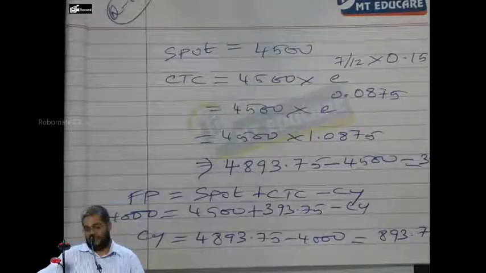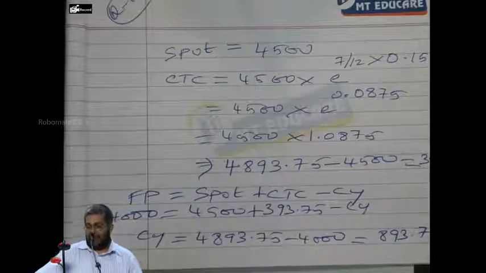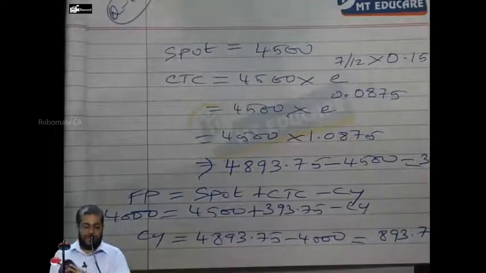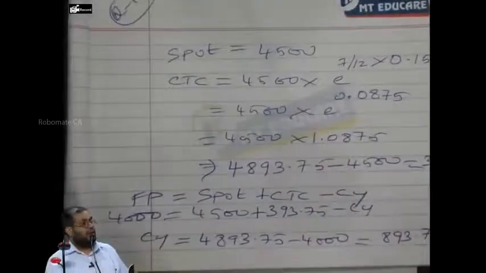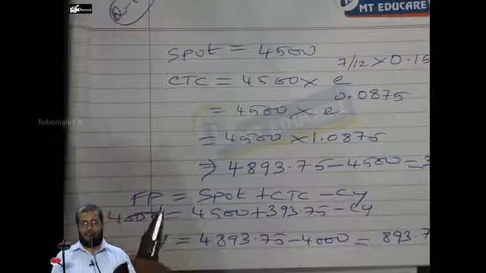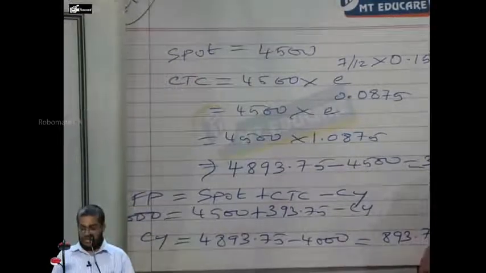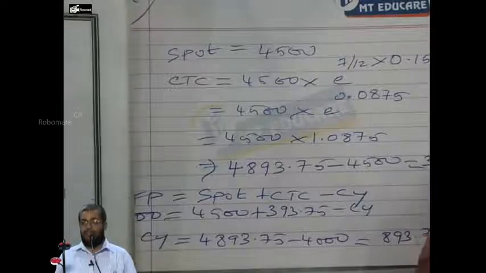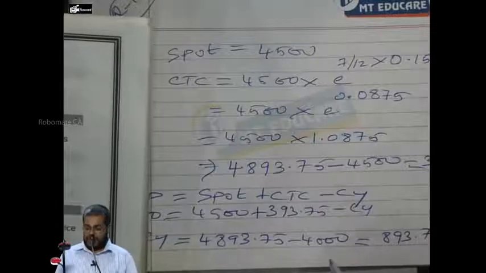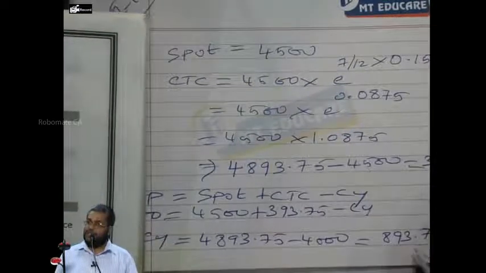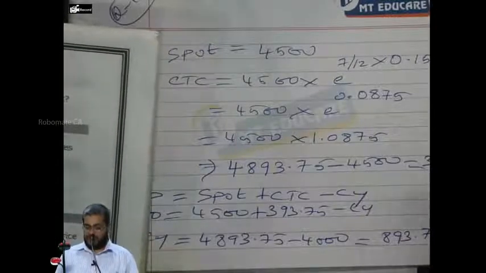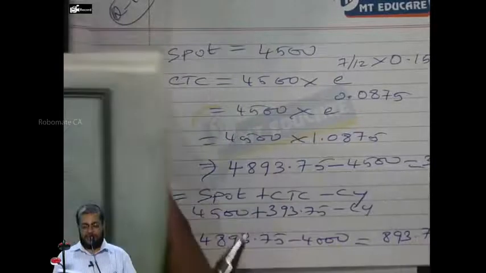Are you following or not? Yes or no? 893.75 is the convenience yield. With this, we have completed the solution to this question. Have you finished copying? Write down the conclusion. Cost to carry is equal to 393.75. Convenience yield is equal to 893.75.